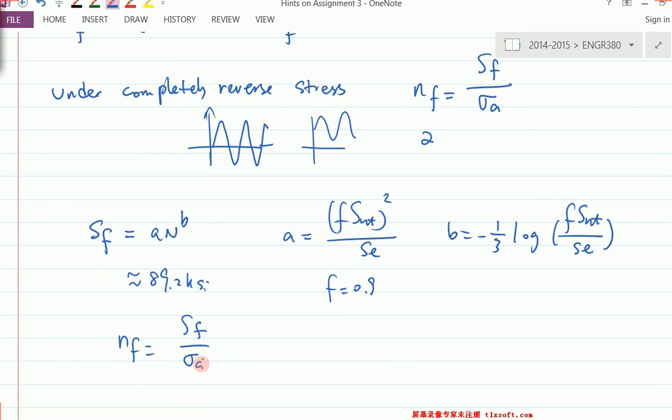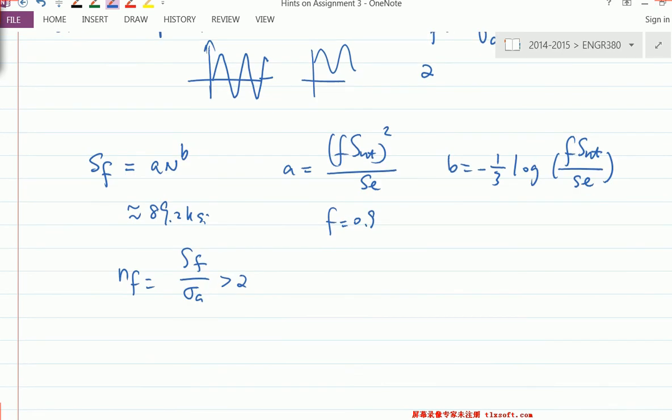Sigma A is a function of the diameter here. So the calculated value right here needs to be greater than 2. Here is where you're going to have to use an approach. For now, we're going to use the so-called trial and error approach.